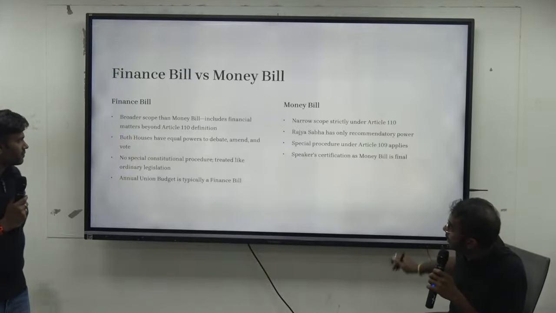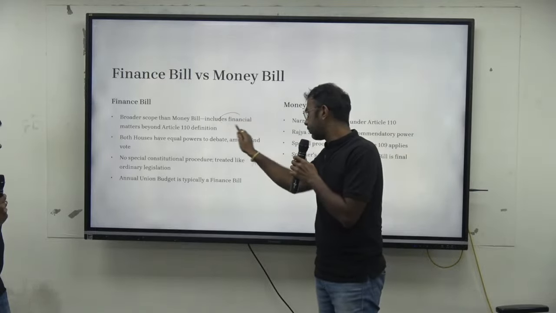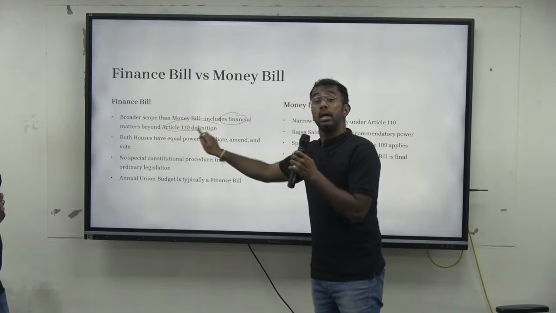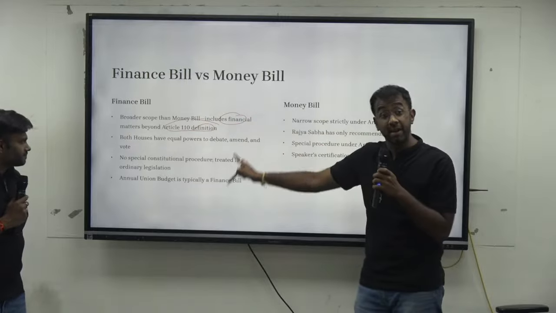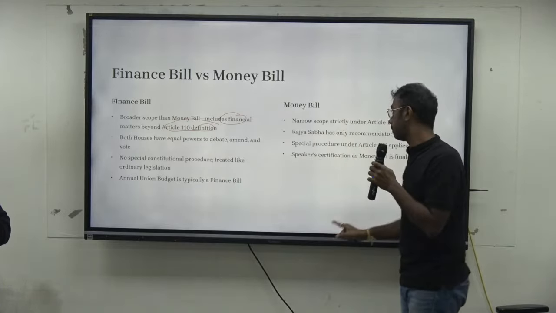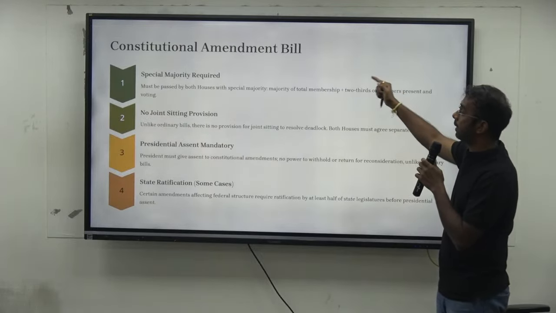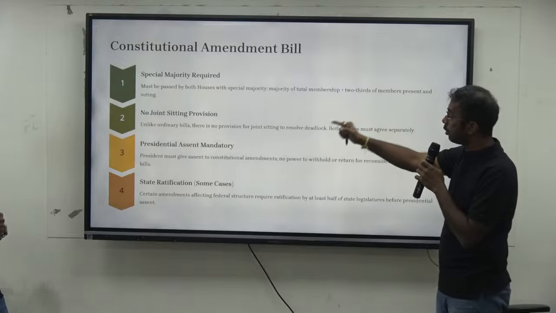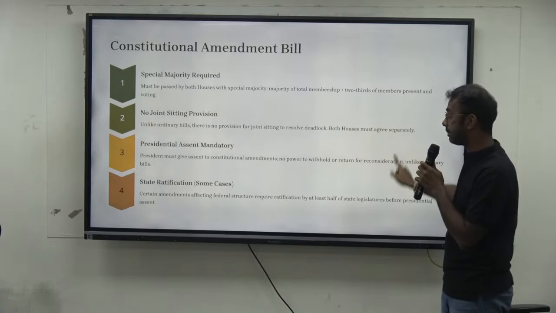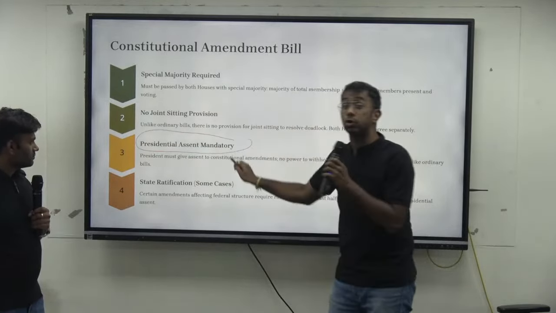Again, if you observe, a finance bill has a broader scope than a money bill and includes financial matters beyond Article 110. There are two types of finance bill, finance bill 1 and finance bill 2. Please know the difference. And for a constitutional amendment bill, a special majority is required, there is no joint sitting, presidential assent is mandatory, and state ratification. By the way, was this added through any amendment?